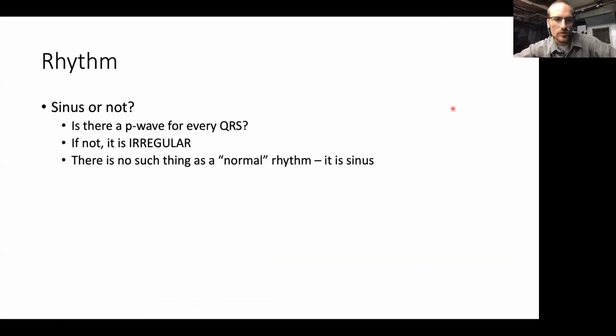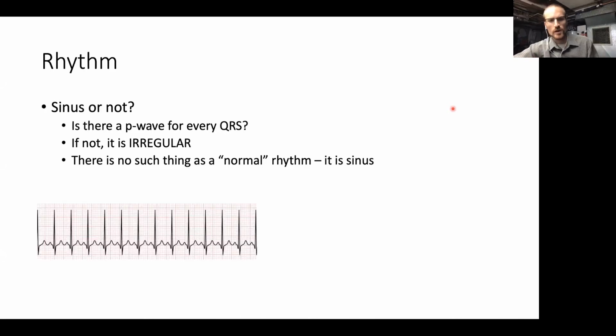And then, okay. So then the next one, rhythm. Basic question for this, is it sinus or is it not? Especially for M1 to M3, even M4, you're really asking, is it a sinus rhythm, which means is it normal or is it not? There's no such thing as a normal sinus rhythm, it's sinus. If it is not sinus, it is irregular. And so the question here is there a P wave for every QRS?